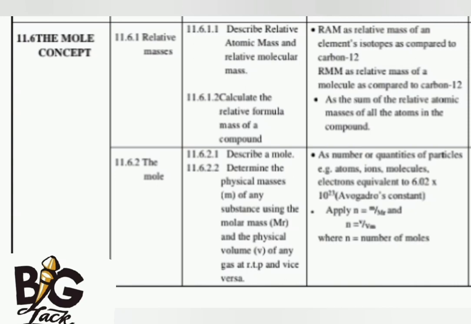So as for relative atomic mass, it has no units. As for relative molecular mass, it has what? Units. Apart from that one, you can differentiate them according to the element of isotopes. Okay, so we can say as for relative atomic mass, it is the mass of an element's isotopes as compared to what? Carbon 12. Apart from that one, as for relative molecular mass, it is also a mass of a molecule as compared to carbon 12. Apart from that one, you need also to know the calculation. You need to calculate the relative formula mass of a compound.